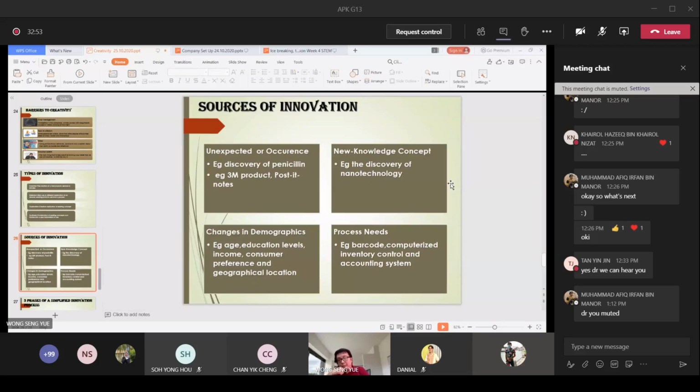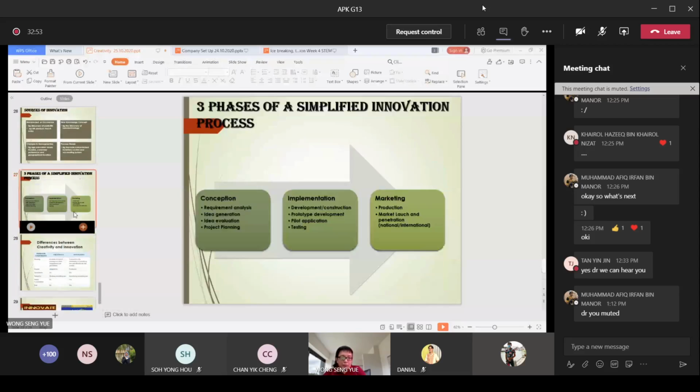This will be another example, where the process need will be totally different. For example, if I would like to go from one location to another, the current process is I have to go to the bus stop, take the bus, prepare all the change, wait, and do this and that. But when you apply process needs as one of your sources of innovation, it means you are trying to improve the process to be better and better. Therefore, you have what we call Grab car. So this will be some sources of innovation.